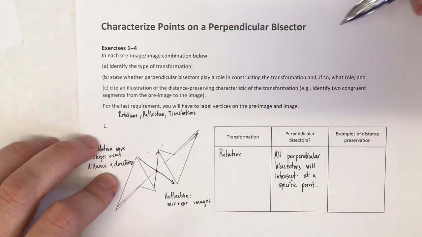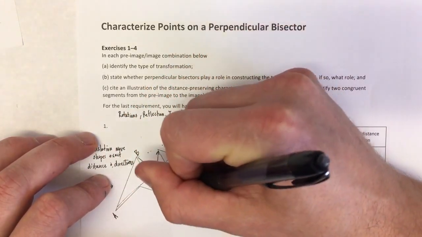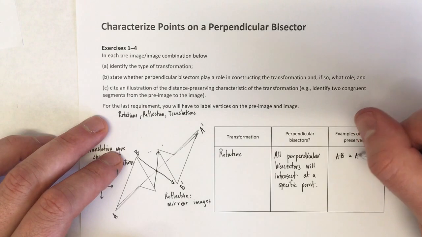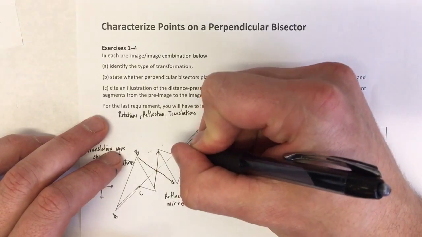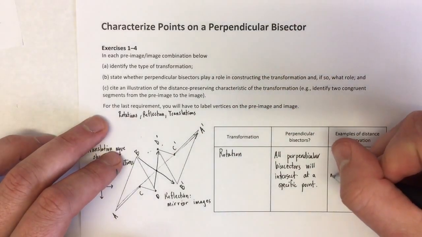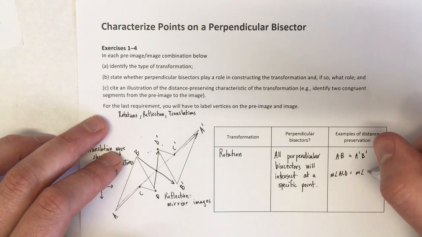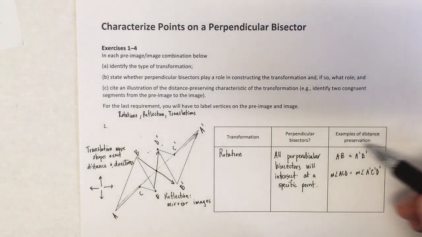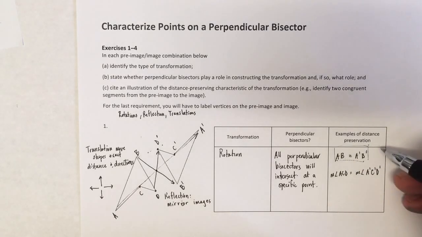And then basically it says what distances were preserved. Well, let's just pick one, A to B, A prime to B prime. So that would mean that A to B was the same distance as A prime to B prime. You could also add like C and C prime, D and D prime. And so you could also say the measure of angle ACD is equal to the measure of angle A prime C prime D prime. Okay, so that's what they mean by examples of distance preservation. Really, it's the distances, but the angles are also preserved.